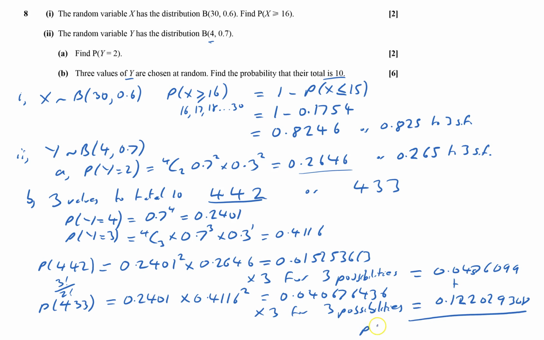So the probability the score equals 10 is 0.167790298, which equals 0.168 to 3 significant figures. And that's question 8 done.